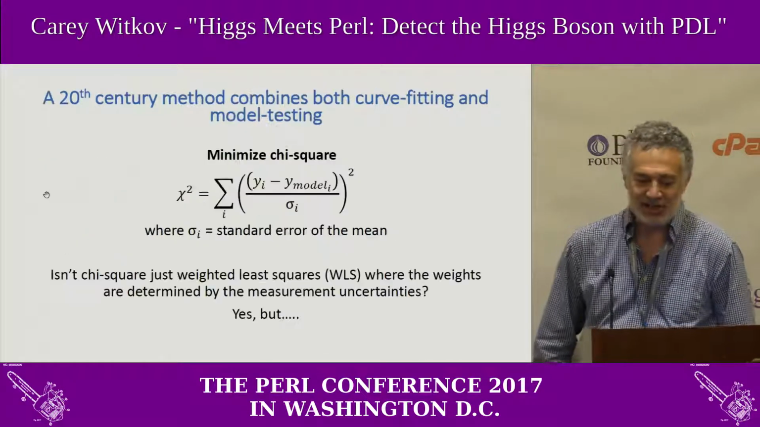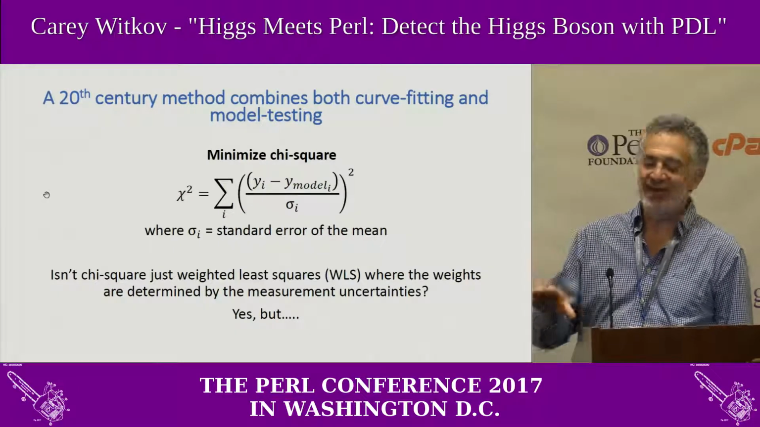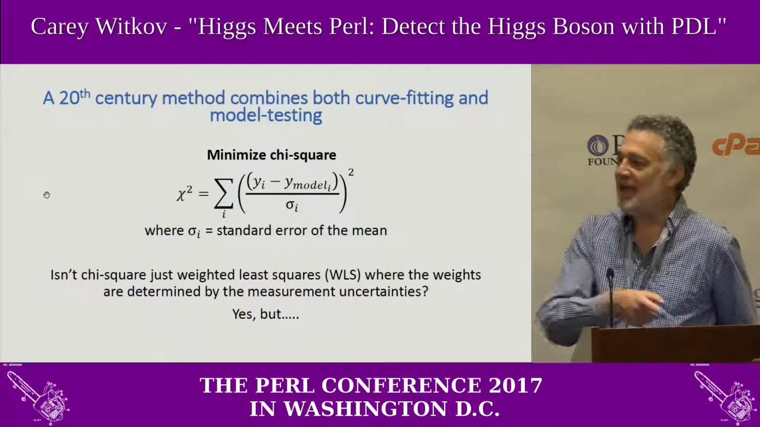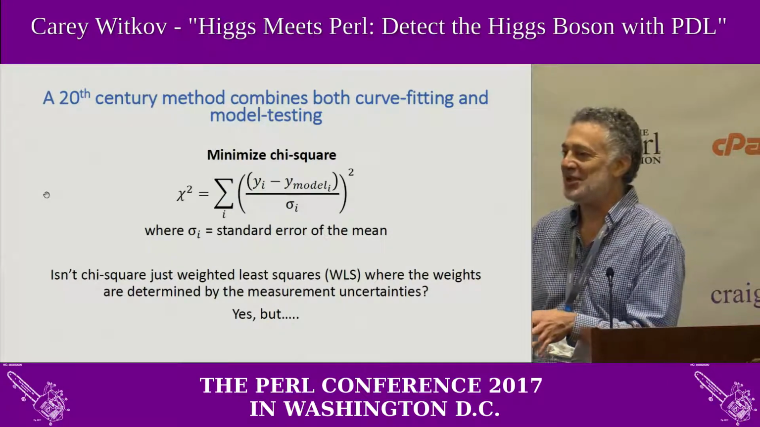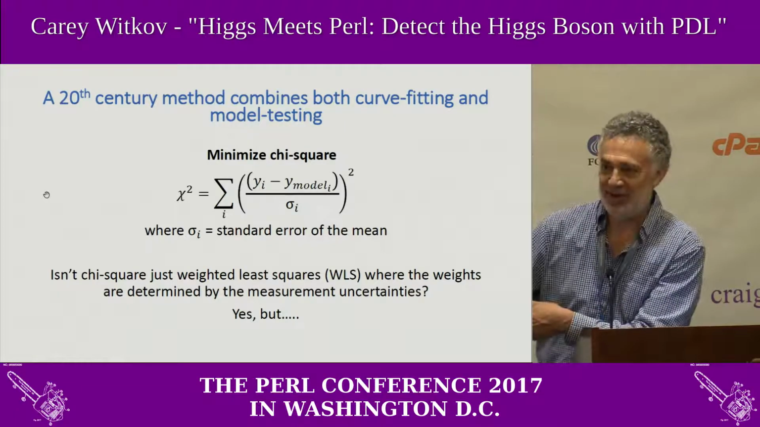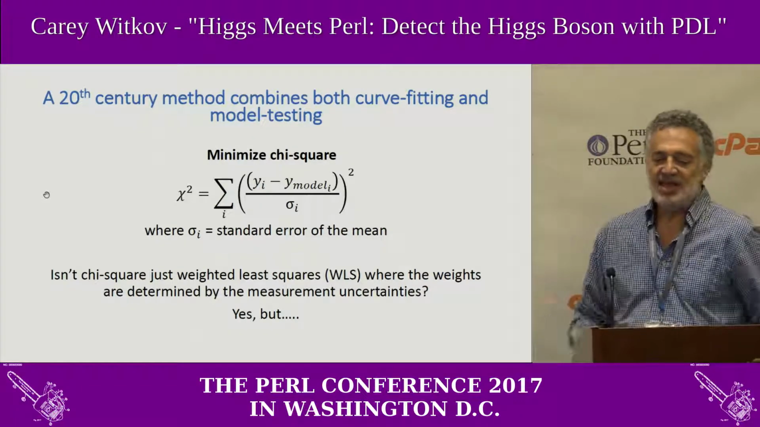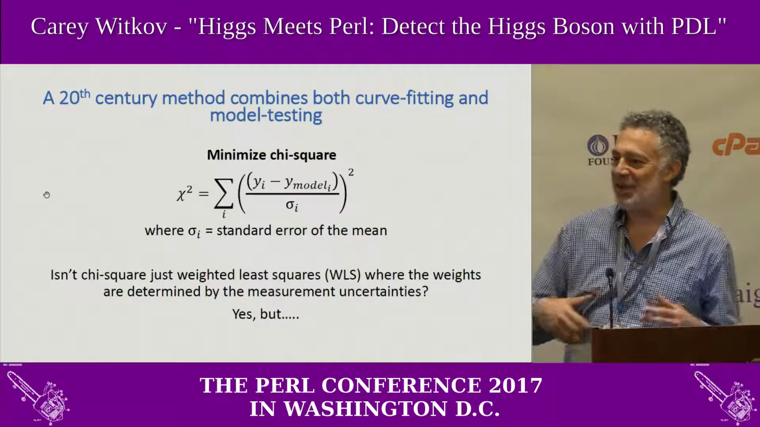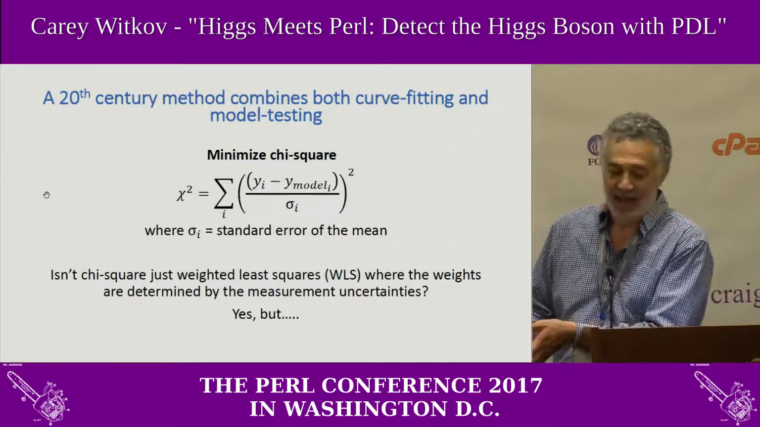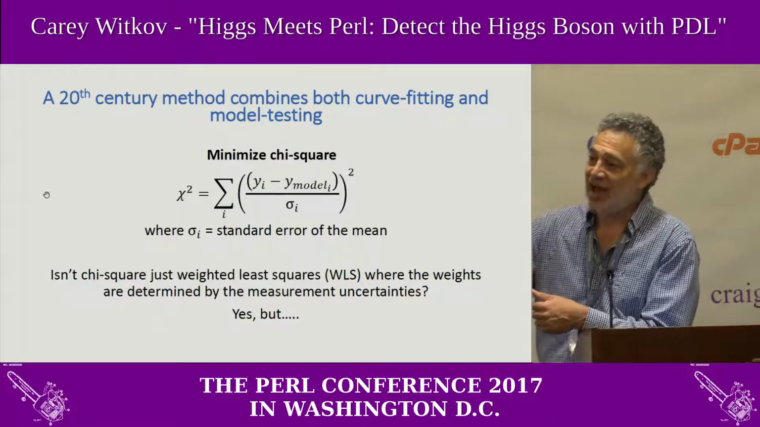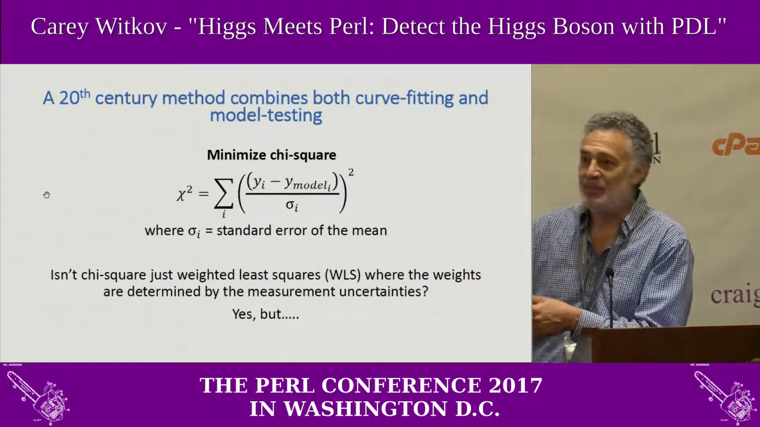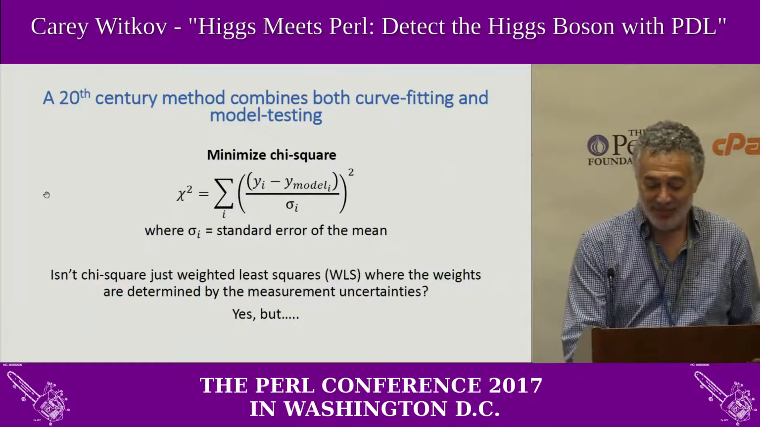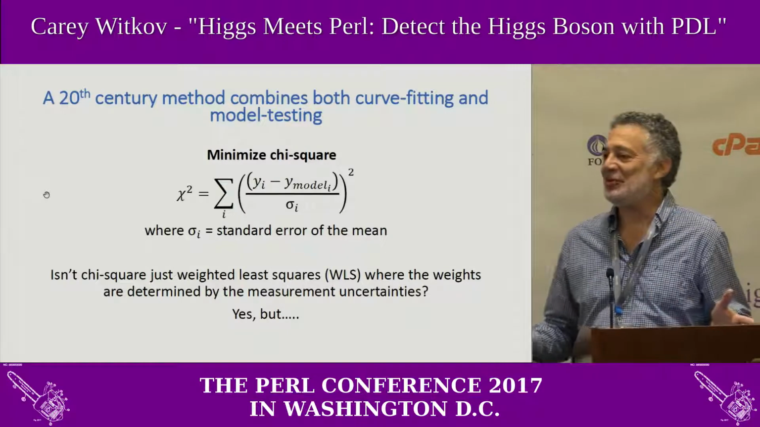So there is a 20th century method that combines both curve fitting and model testing. And that's to minimize chi-square. Now, when you look at chi-square, you'll notice the only thing that looks different, it's still a least squares, it includes uncertainty in the denominator. When you see that, the first thought is, well, it's not that revolutionary. Isn't this just a weighted least squares where you're weighting the contribution of each data point inversely with its uncertainty? The most uncertain point shouldn't count a lot. Well, it is a weighted least squares, but there's a big difference.